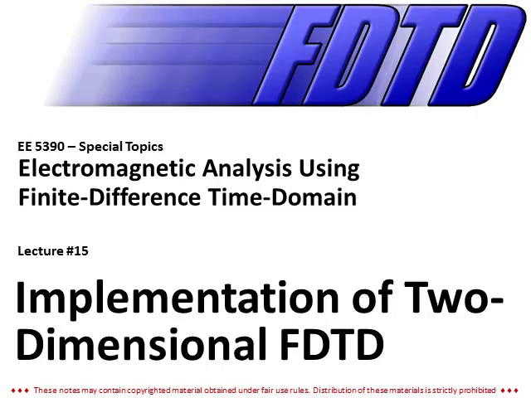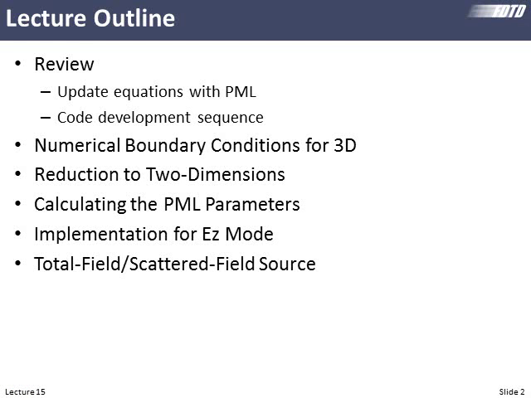We now have our update equations, and it's time to finally discuss some implementation details for a two-dimensional finite difference time domain code. First, we'll review what we've done the last couple lectures involving the PMLs and our update equations. And then before we jump into this, I want to remind you again of the code development sequence. We would never just write our fully functional code and when we're done that, hit run for the very first time. So I want to remind you of that.